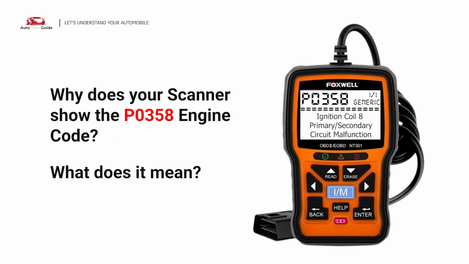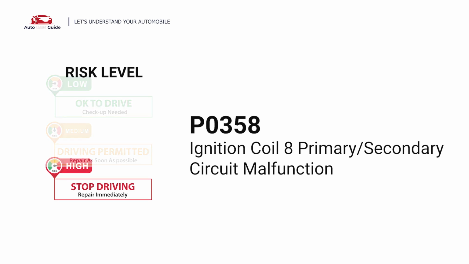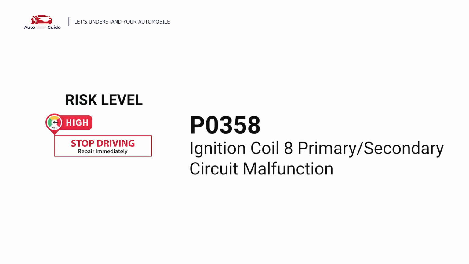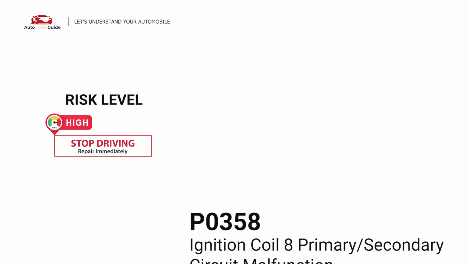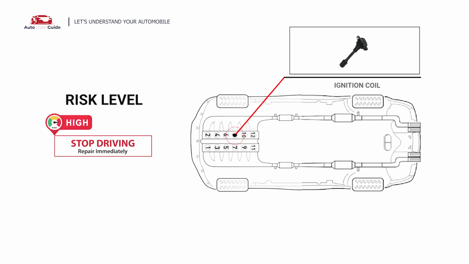Why does your scanner show the P0358 engine code? What does it mean? P0358 is a diagnostic trouble code for ignition coil 8 primary or secondary circuit malfunction. This engine code indicates that the PCM or ECM has detected an issue with the circuit that controls the ignition coil in the 8th cylinder. Under this circumstance, stop driving and repair your vehicle immediately.